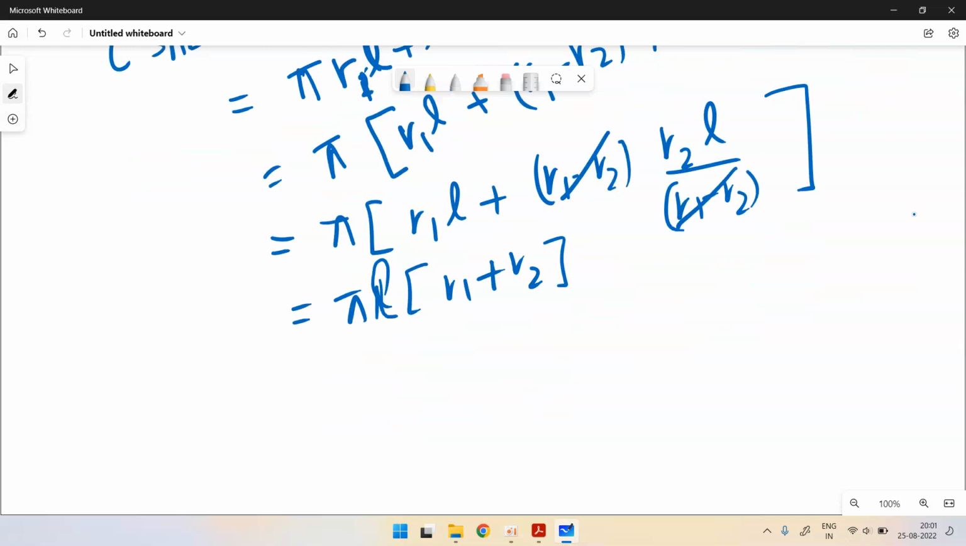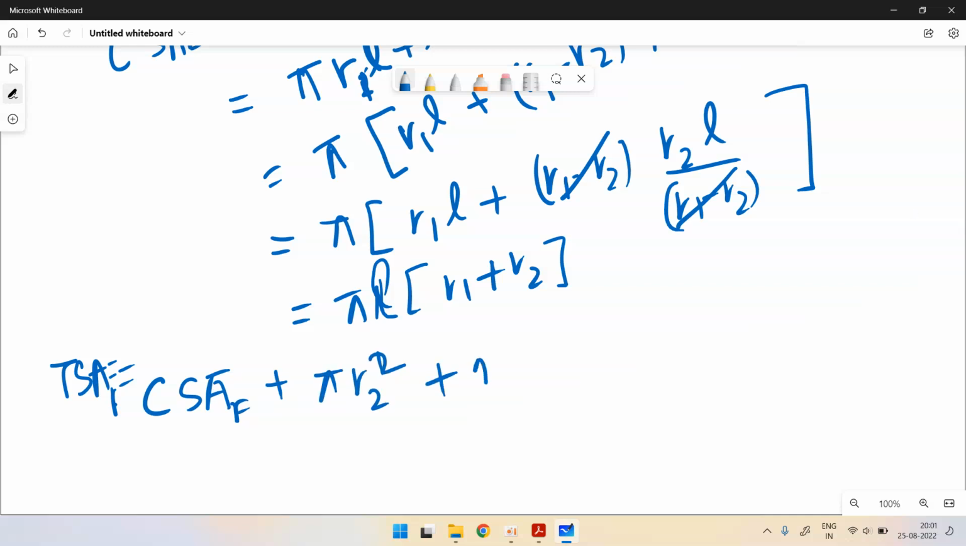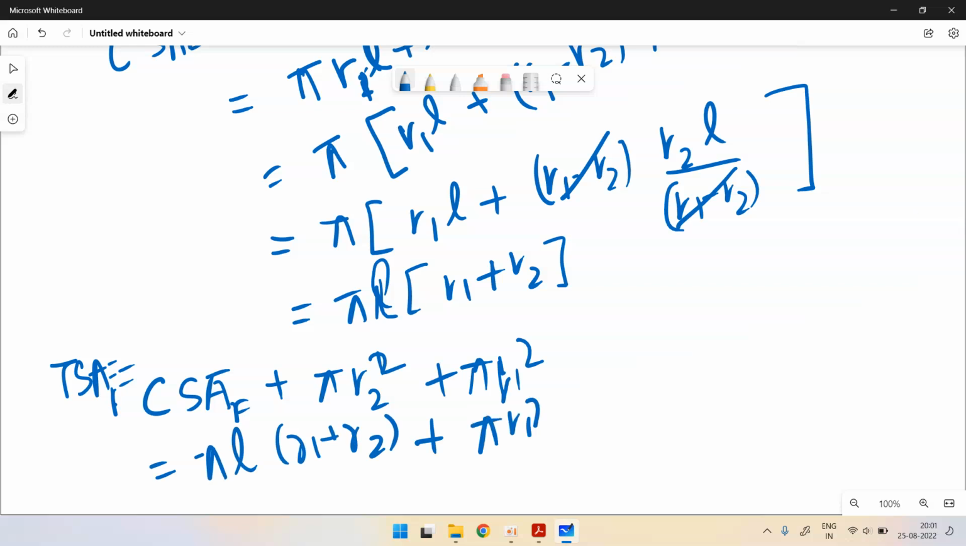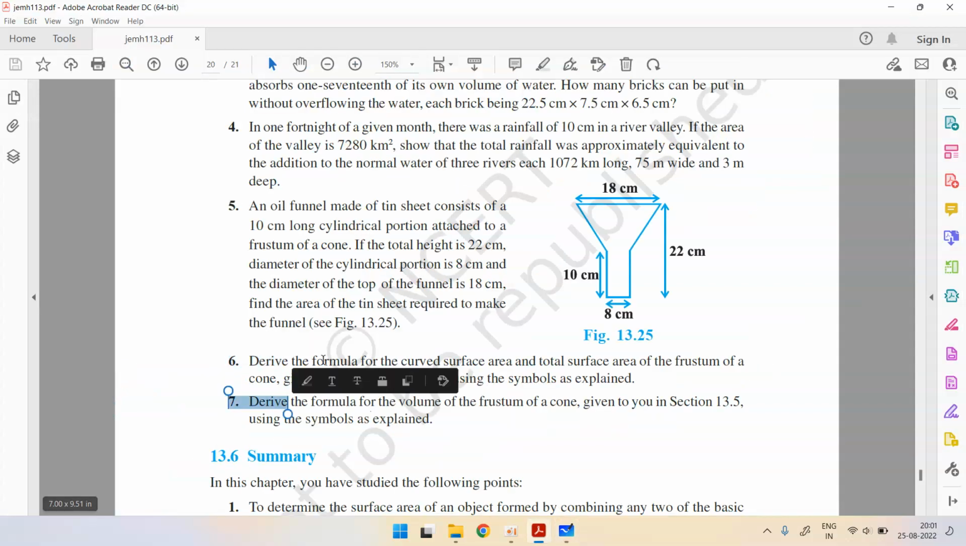For the total surface area, you can simply write that TSA of the first term equals CSA of the first term plus pi R2 square plus pi R1 square. If you add the two, this will be pi L (R1 plus R2) plus pi R1 square plus pi R2 square. So both of these questions are solved. Thank you for watching.